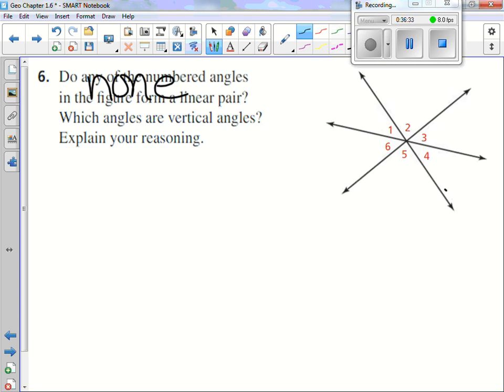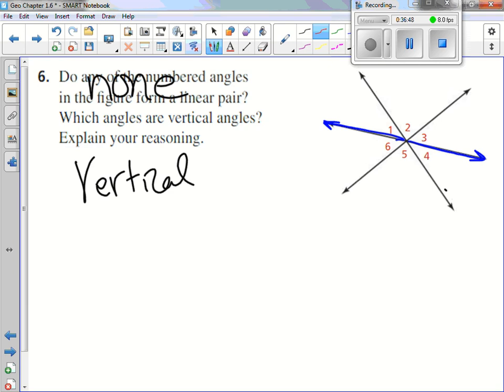Vertical angles. There are several. So let's just start with one. So this line here and this line here are opposite rays, yes? Because they make a straight line. These two here are opposite rays, yes? We have one more set. These here are opposite rays. So we have several vertical angles, don't we?